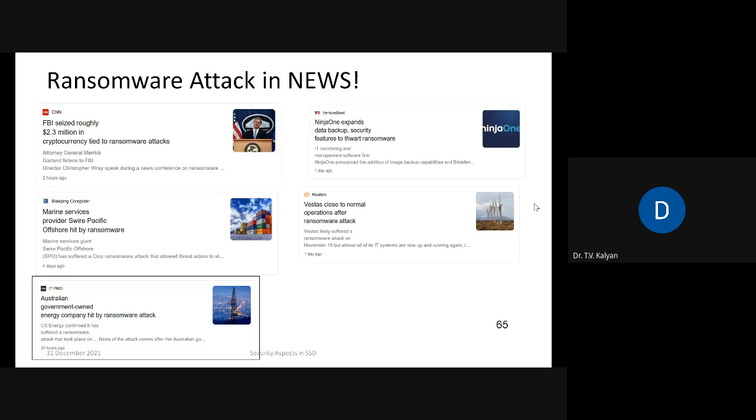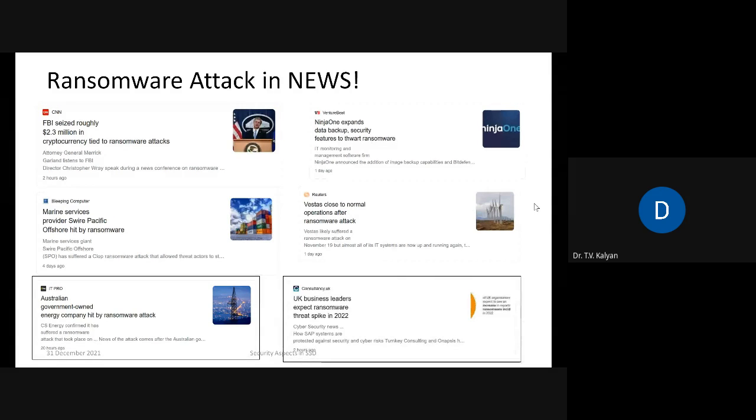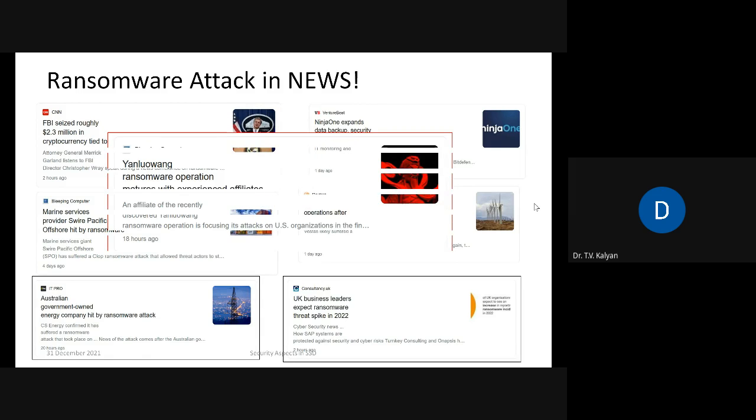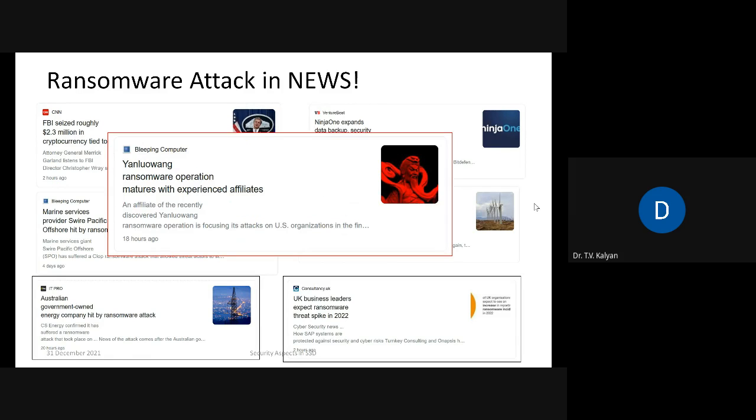Another is an Australian government owned company itself that was hit by a ransomware attack, right? And then there is another discussion by country level business leaders saying that ransomware is something that we need to equip ourselves with to handle, right? And amidst all this, there are new ransomwares appearing every now and then. So if you look at the timestamp of all these news clippings, they are very, very recent, all in a span of the past 48 hours, right?